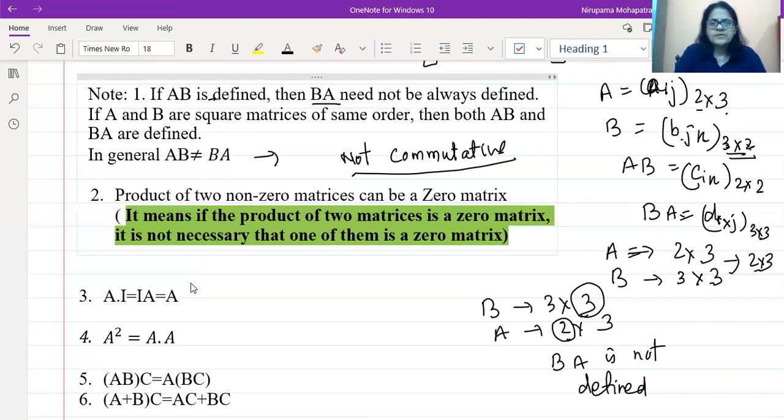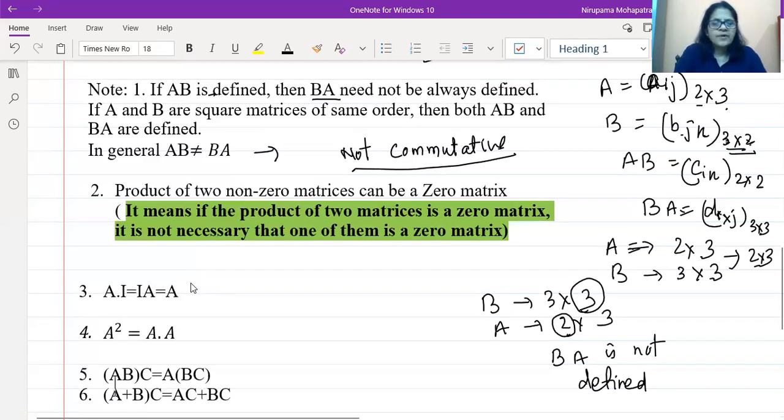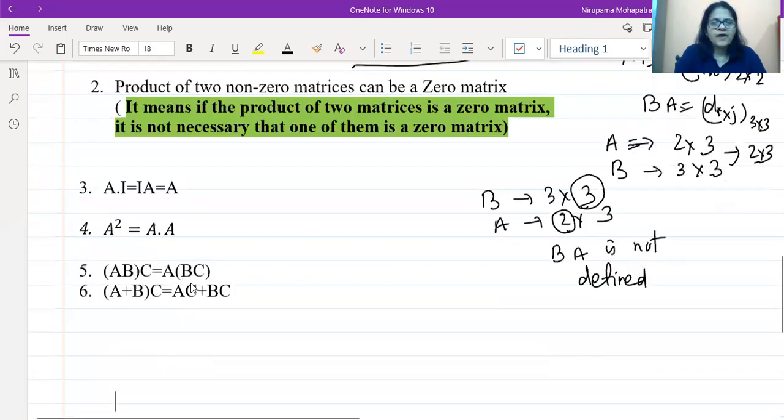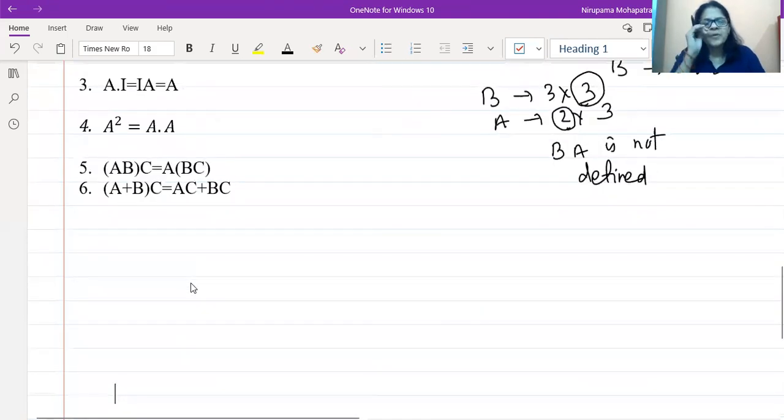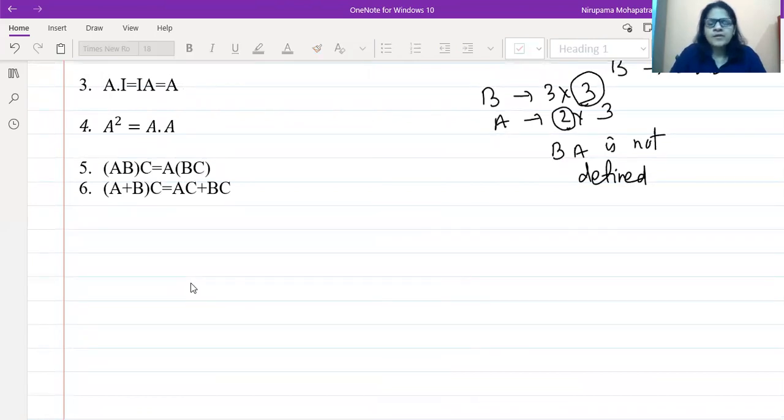Okay, so it's a very interesting fact. The third property is A into I, where I stands for the identity matrix. A into the identity matrix is equal to I into A, which is equal to A.